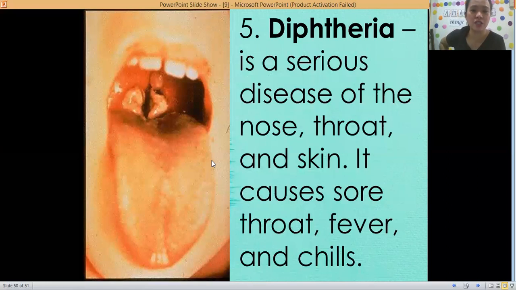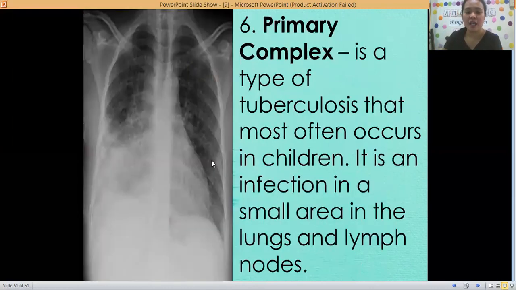Diphtheria is a serious disease of the nose, throat, and skin. It causes sore throat, fever, and chills. And the last one, primary complex, is a type of tuberculosis that most often occurs in children. It is an infection in a small area in the lungs and lymph nodes.